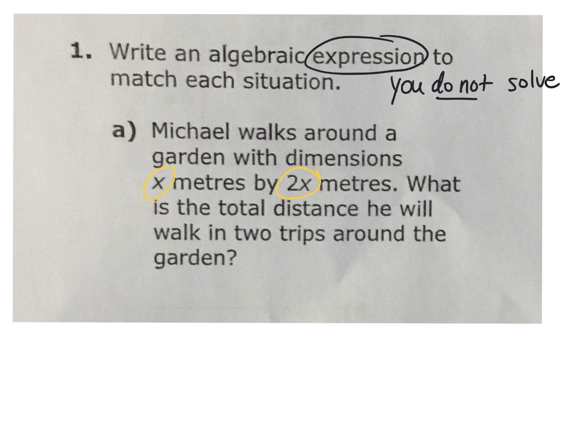So the question says, Michael walks around a garden with dimensions that are x meters on one side and 2x meters on the other side. So what shape is the garden? It's a rectangle, okay? Can you please label it? One of the sides is labeled as what? Okay, 2x, and the other side is labeled as x.